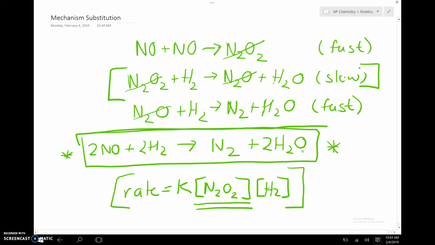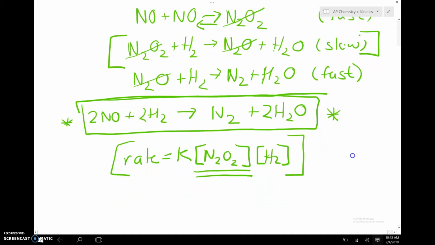However, if you have an intermediate in a rate law and you have an equilibrium step, which we do, we can try a substitution, okay? To try a substitution, what we're going to do is write the equilibrium constant for the equilibrium step. So remember that the equilibrium constant comes from this type of situation.